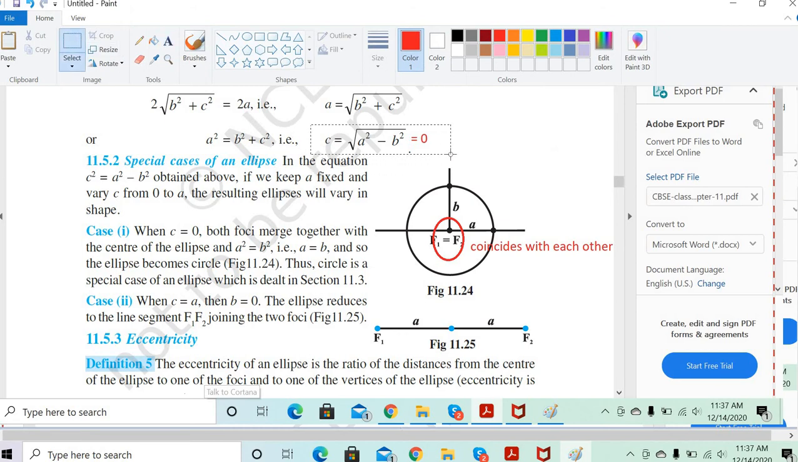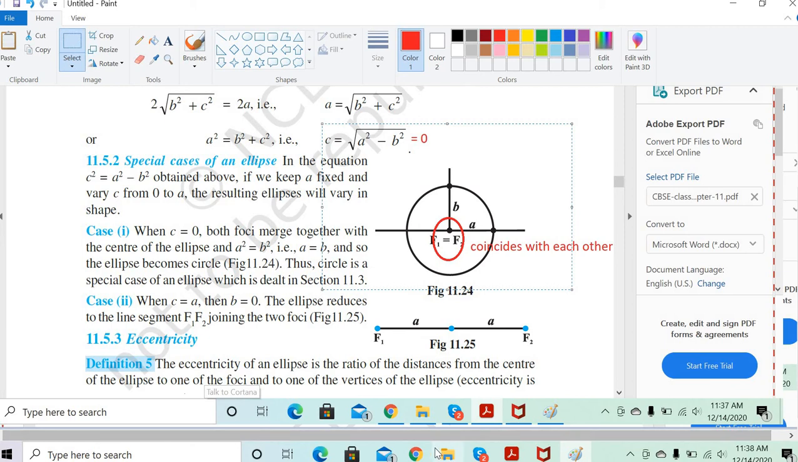A square equals b square. Excellent. So a is equal to b then. So a is equal to b means what? That means the semi-major axis, minor axis and major axis are the same, are equal. That means no more ellipse.